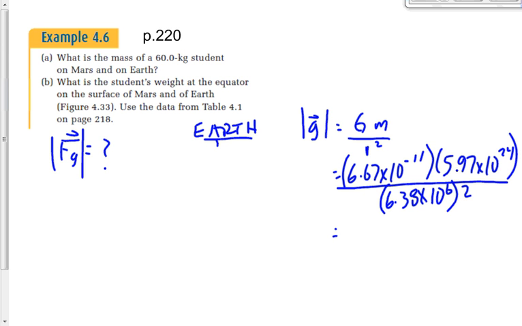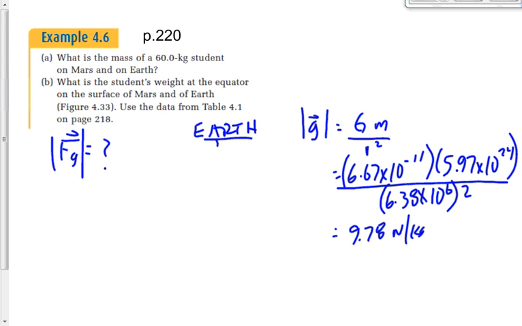We did that a few minutes ago. 9.78 newtons per kilogram or 9.78 meters per second squared. All right, there's the field caused by the Earth at that point. The field caused by the Earth at that point.